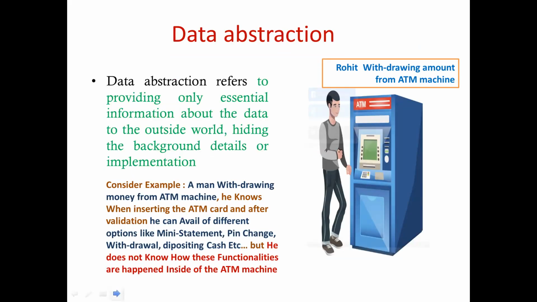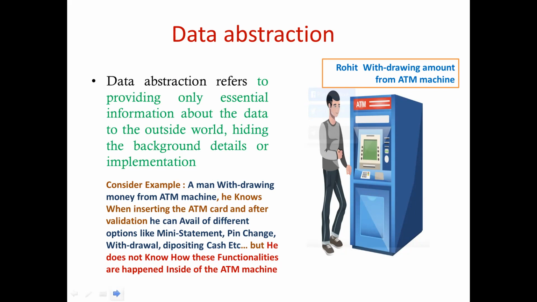So data abstraction refers to providing only the essential information about the data to the outside world, and hiding the background details or implementation part. Let us assume that Rohit is a person who wants to withdraw an amount from an ATM machine. So he goes to an ATM machine, enters his password, and selects an option like cash withdrawal.